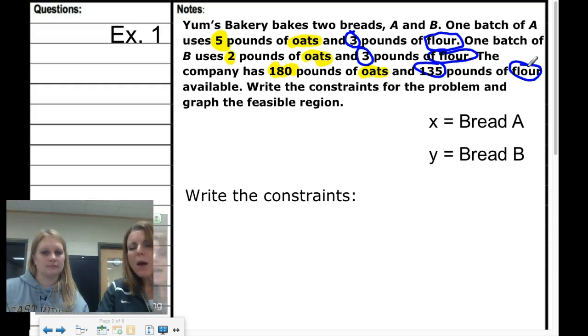Now notice how much time Miss Boyd and I took reading that problem. A lot. You have to underline those keywords. Have to highlight and underline.